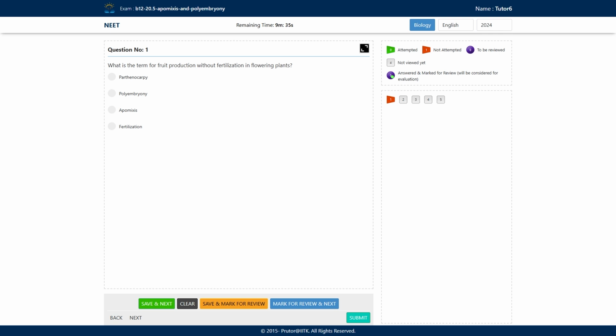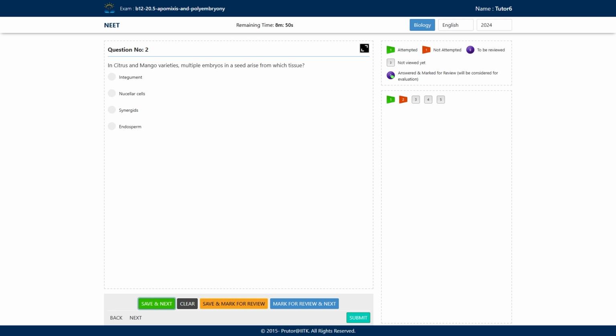A. Parthenocarpy, B. Polyembryony, C. Apomixis, and D. Fertilization. Polyembryony is more embryo formation, which is nothing related to fruit production. Apomixis is seed production without fertilization. So parthenocarpy is the term, the production of fruit but without fertilization. We will save this and move to our next question.